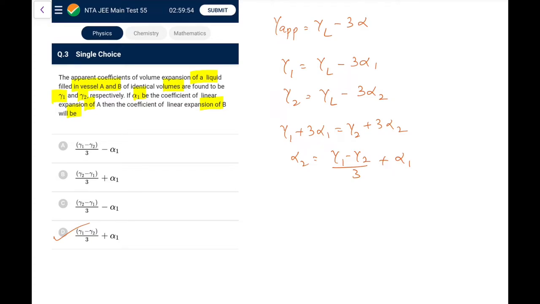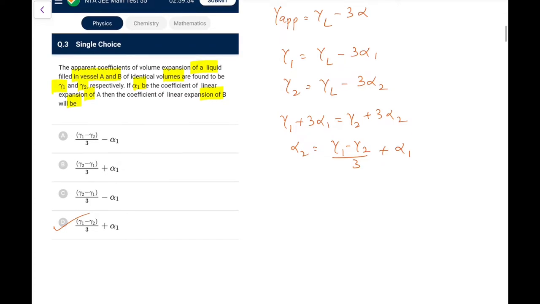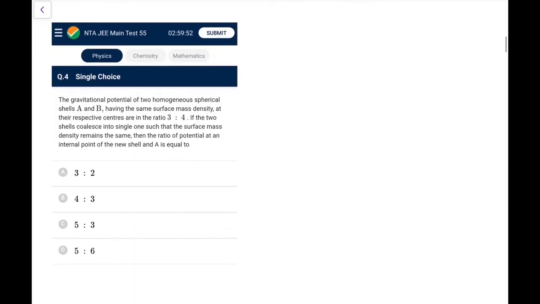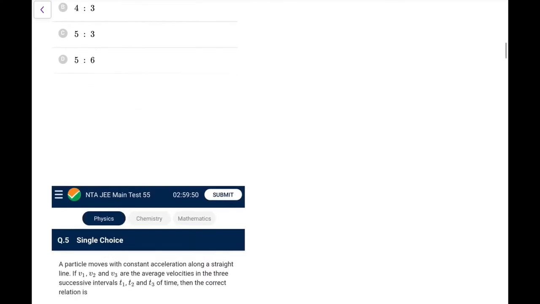There's some mistake in the data given. Okay, the answer given in your app is B, but I'll still go for D because that is what I feel is correct. Okay, next.